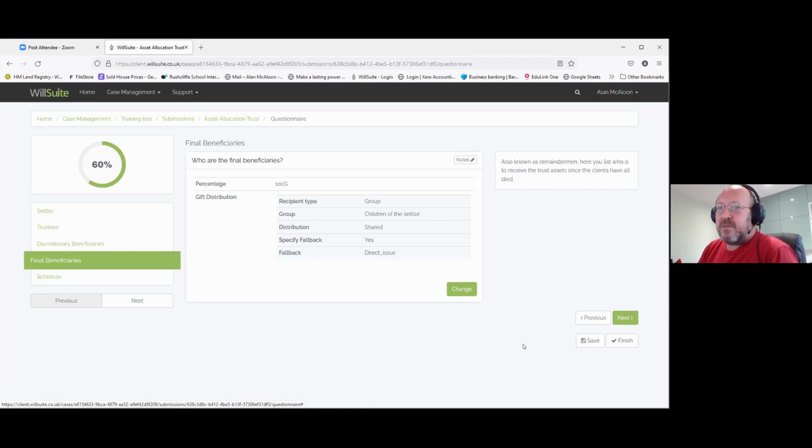Or a letter of wishes can be as simple as, give my partner a right to live for 5 years, then give it equally to my children. If all of my children have died without issue, then share it equally amongst my nieces and nephews. And that can be done in literally 2 paragraphs. So the letter of wishes can be as complicated as you want.